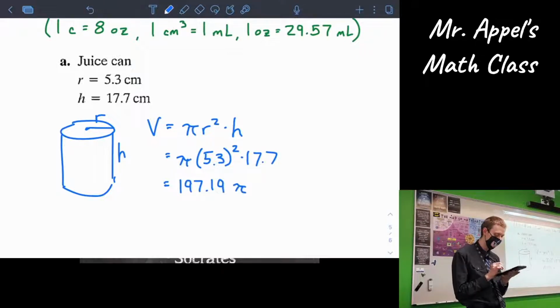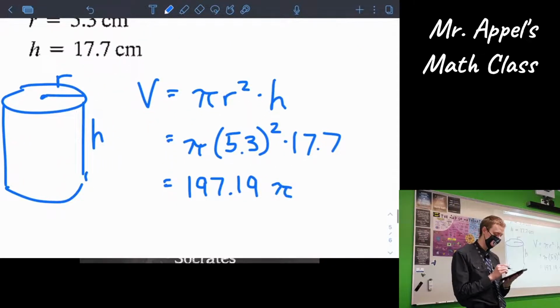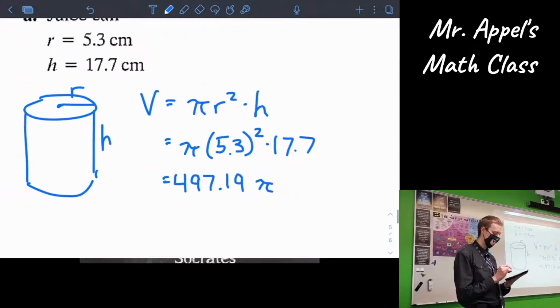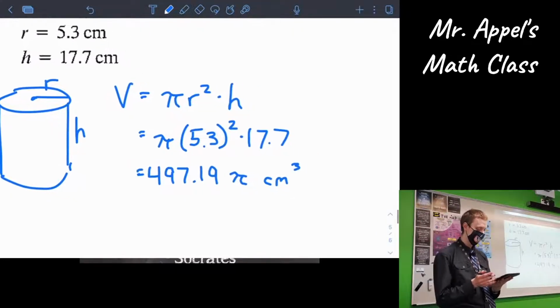Fine. Can anyone confirm that? What, 497? Anybody confirm that number? We get a second? I've got a thumbs up back there. Okay, that's 1. All right, and units on that will be centimeters cubed. Okay, so there's our best, most accurate.